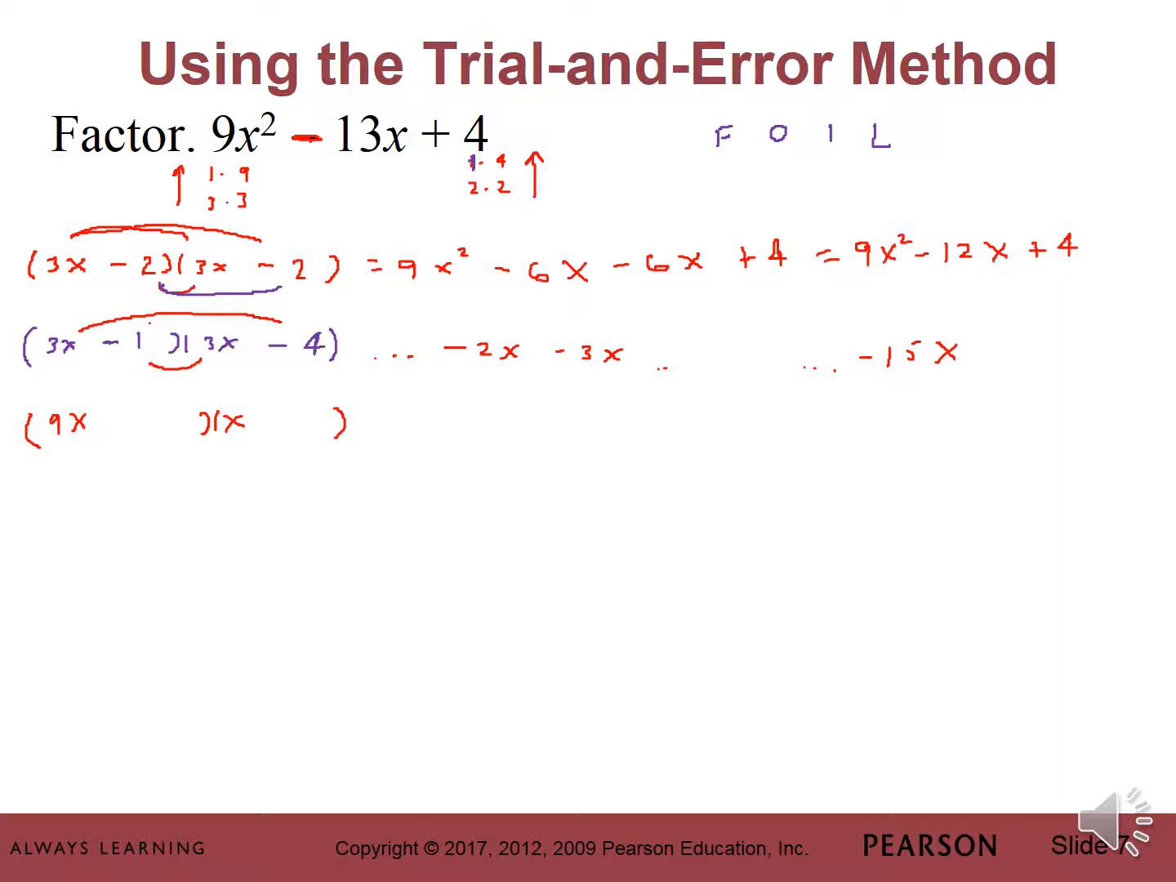Well, we'll try the 2 and the 2. So minus 2 minus 2. And outsides is negative 18x. Insides is negative 2x. That's not going to get it done. That's a minus 20x.